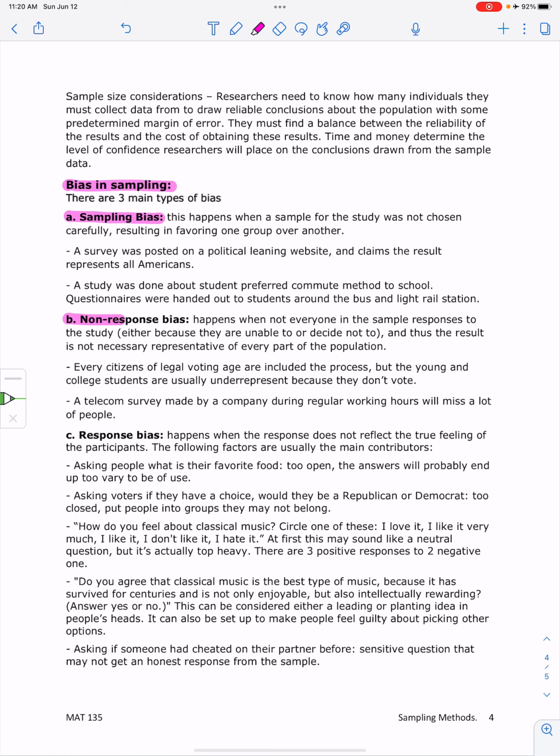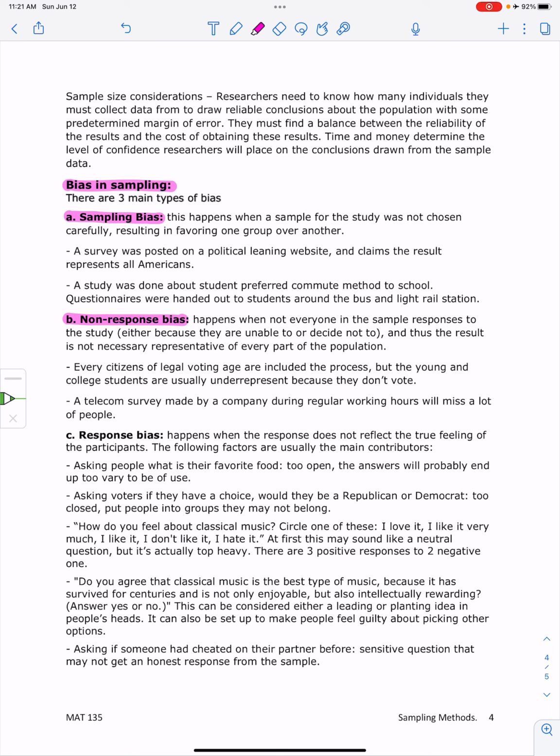Second kind of bias is our non-response bias. This happens when people do not respond. This can be by choice. Suppose I sent a survey out to all of the students in my class and only half of them returned it. I am getting responses from those students who are potentially passionate about my question or topic, which is going to skew the nature of my results.